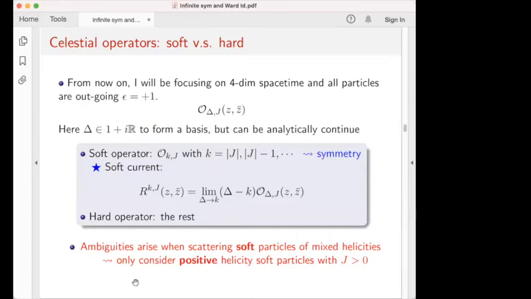In the study of scattering amplitude with soft particles, the scattering amplitude will become ambiguous if we have multiple soft particles with mixed helicity. The resulting amplitudes depend on the way of taking soft limits. To sidestep this problem, I will only consider positive helicity soft particle with positive J.